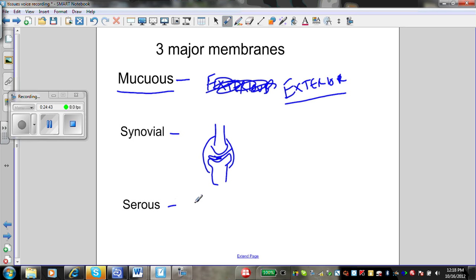And then serous membranes are ones that surround cavities and organs in those cavities. And serous membranes, you have parietal and visceral types of serous. Parietal is going to literally line the cavity, whereas visceral lines the organ inside that cavity. So we talked about thoracic cavity, so any membrane that surrounds the entire thoracic cavity would be parietal. Visceral would be the ones that surround the lungs or the heart or something like that. So keep those in mind.